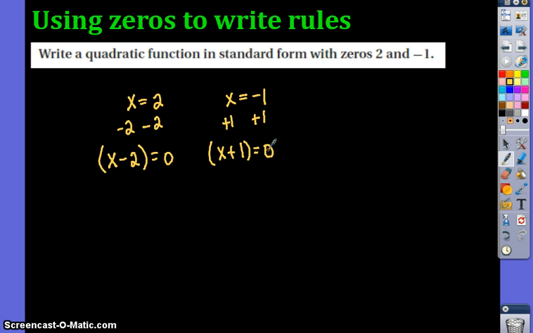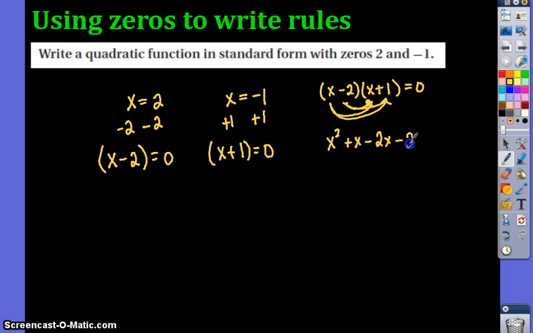You would multiply them back together. The quantity x minus 2 times x plus 1. We want it to equal 0, so let's just FOIL this. We have x squared plus x, and then negative 2x minus 2 equals 0. Combine our like terms here. We have x squared minus x minus 2 equals 0.